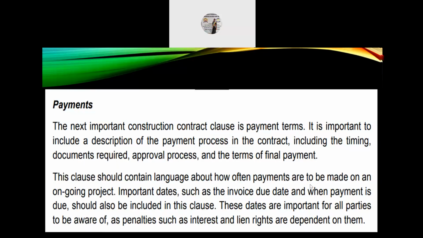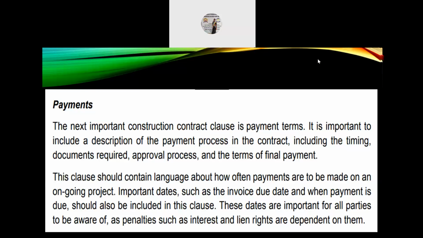The next important construction contract clause is payment terms. It is important to include a description of the payment process in the contract, including the timing, documents required, approval process, and the terms of final payment.